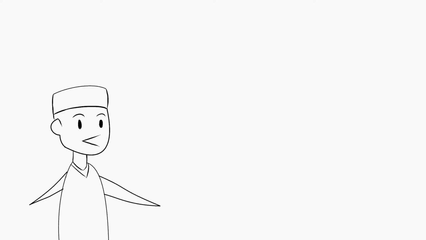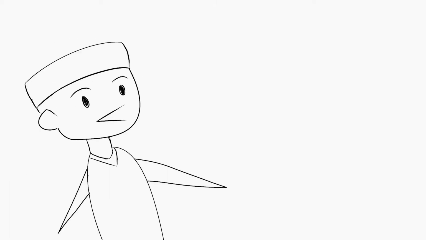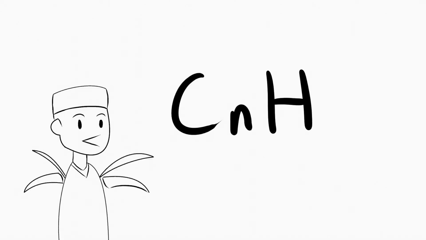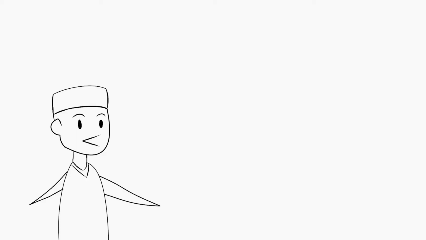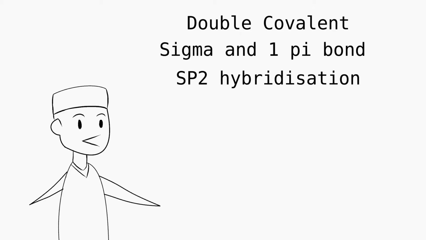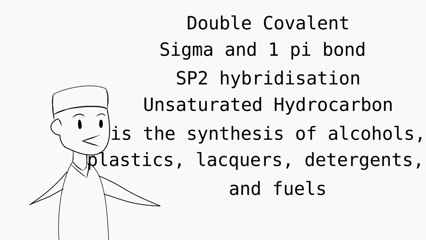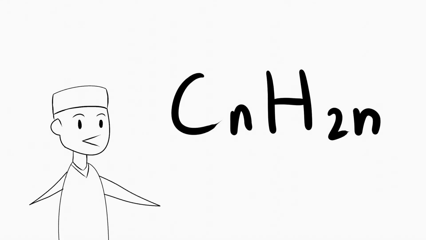So let's get into the basics, shall we? There are many properties that indicate an alkene, but there is one property you need to know. Yes, that kind of formula. Although there are many properties such as double covalent bond, sigma and pi bond, sp2 hybridization, unsaturated hydrocarbon, and being used in the synthesis of alcohols, plastics, lacquers, detergents, and fuels, CnH2n is what makes it obvious enough to identify.